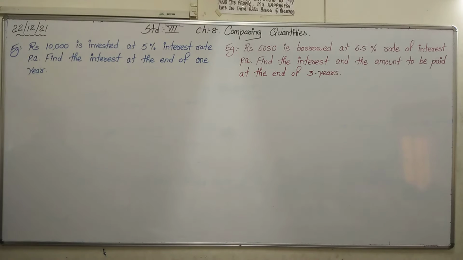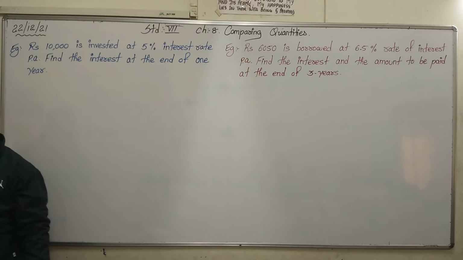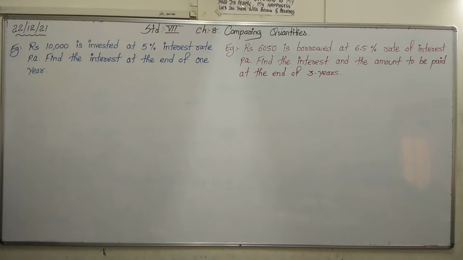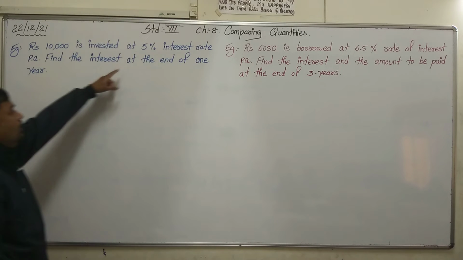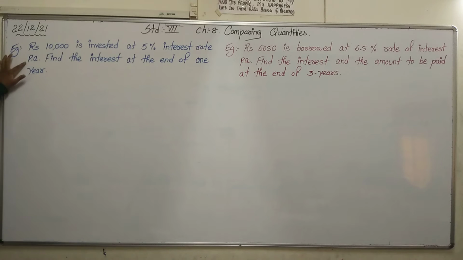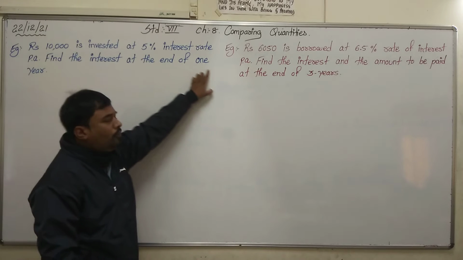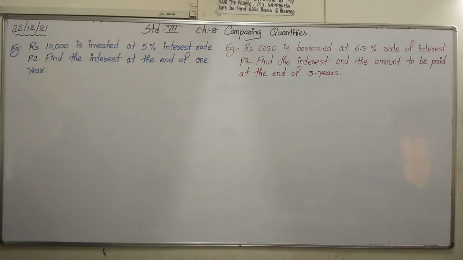First example, rupees 10,000 is invested. Invest means what? Invested at 5% rate of interest. PA means per annum. Per annum means what? 1 year. Find the interest at the end of 1 year. What we have to find? We have to find the interest at the end of 1 year.